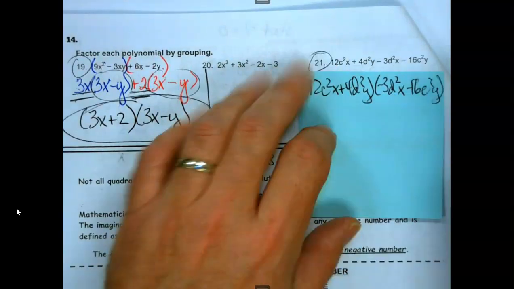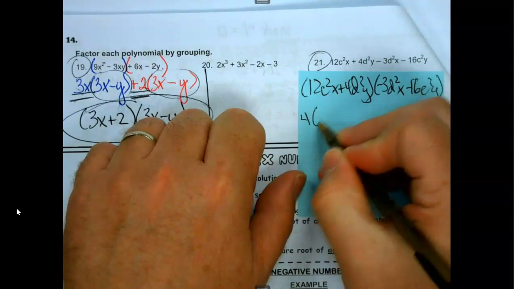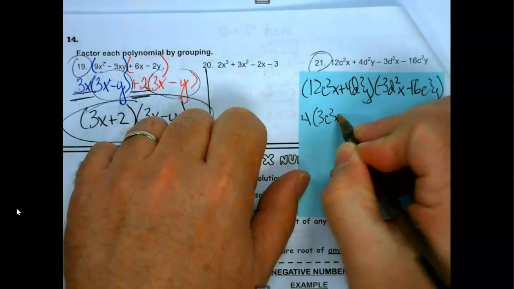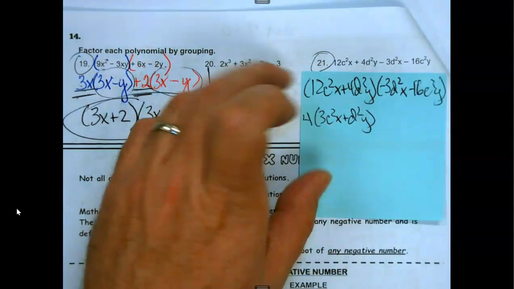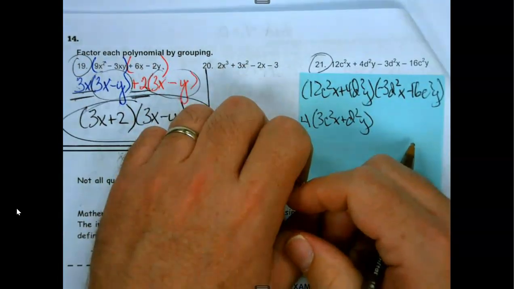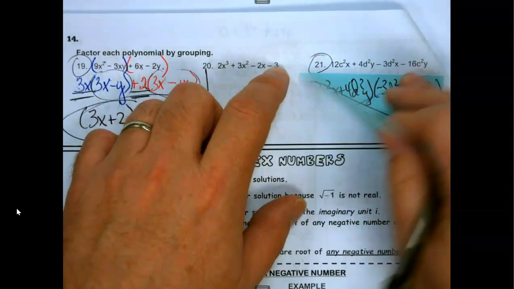So I get to here, and I'm like, all right, okay, I can take a 4 out of there. So 3c squared x plus d squared y. Yuck. There's literally nothing I can take out of the second one. Okay, that was bad. That did not work.